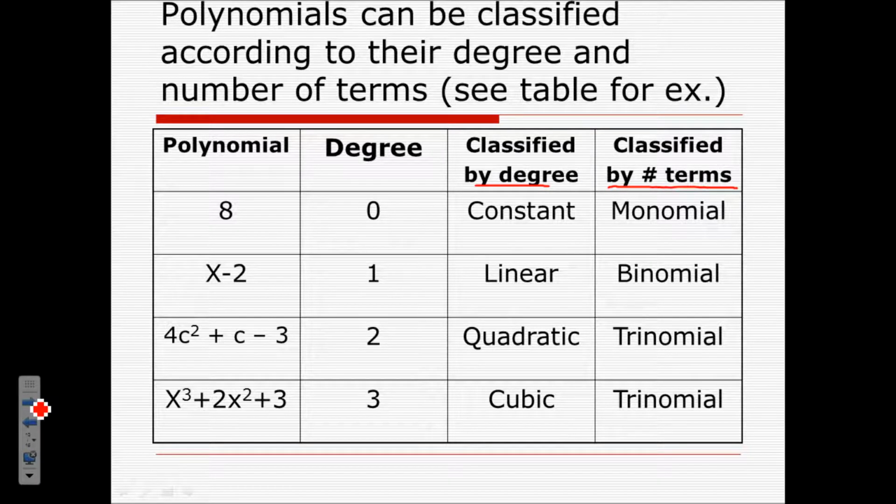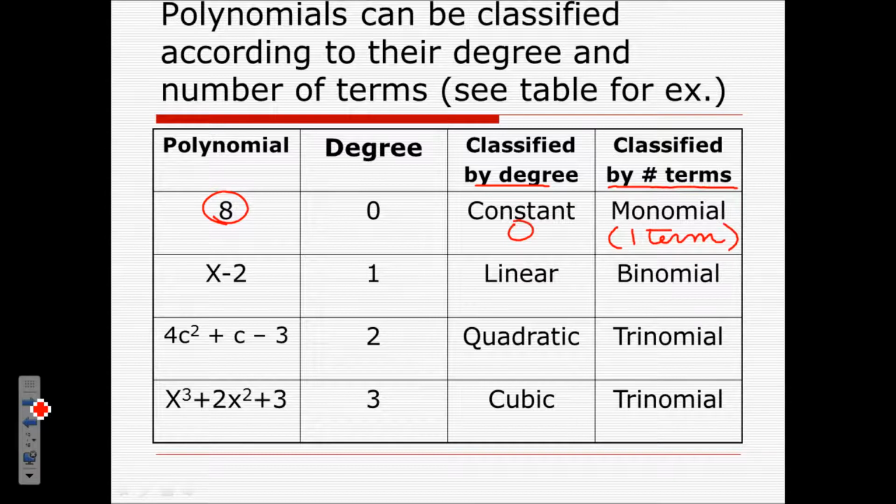Look at the first example. We have the constant 8. The degree of a constant is 0. So if you're asked for the degree, you look at 0. It's called a monomial because there is one term.